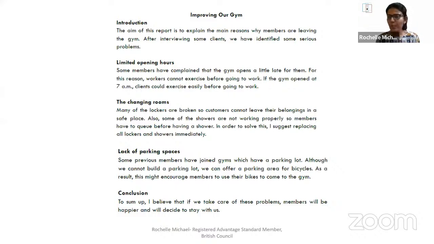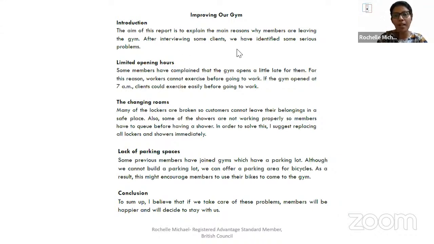Sometimes I know we are exposed to really complicated terms and told, okay, you have to use this word. No, the report has to be easily digestible also to an extent. Okay, when someone is reading your report, they need to easily understand what you're trying to say. So the introduction is given there. After interviewing some clients, so there itself, as you can see, they have mentioned the method, how they've started writing the report. They have interviewed, they mentioned that.